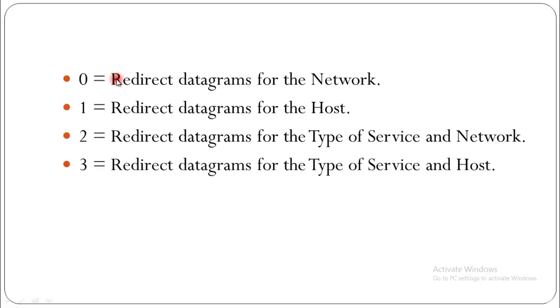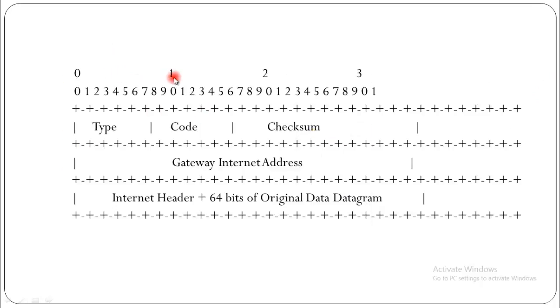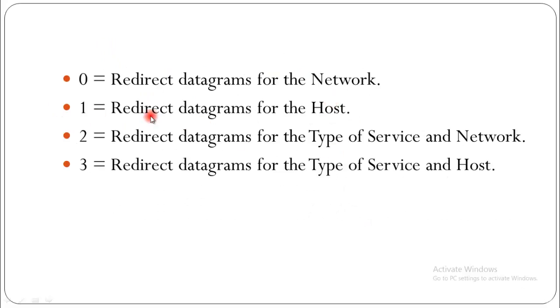And as you can see, 0 is the redirect datagram for the network, and the redirect datagram for the host is 1. Then there are 2 and 3. The second one is the redirect datagram for type of service and network, and the third one is the redirect datagram for the type of service and the host.